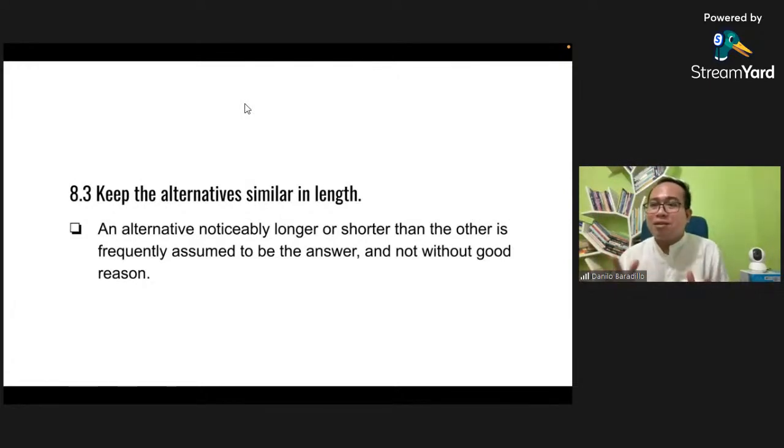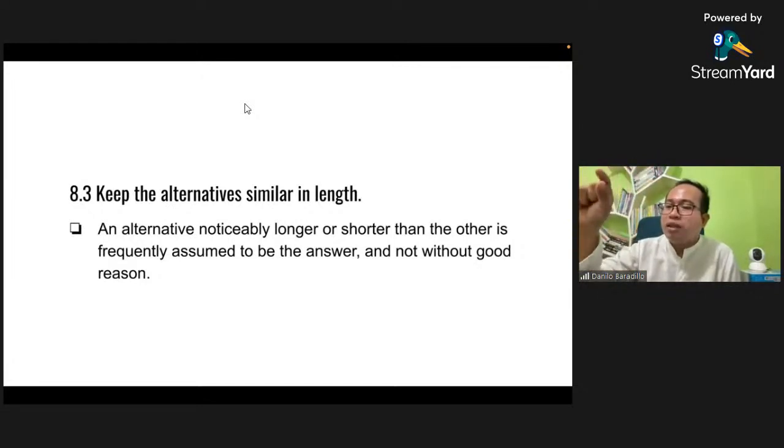Similar in length. So that means you will have to know that some others are very much choosy, meaning to say they arrange all these alternatives according to their length. So from the shortest to the longest, or sometimes if they have the same length, they have to be properly placed in the alternatives. An alternative noticeably longer or shorter than the others is frequently assumed to be the answer, and not without good reason. Right? Sometimes our test takers take it that way.